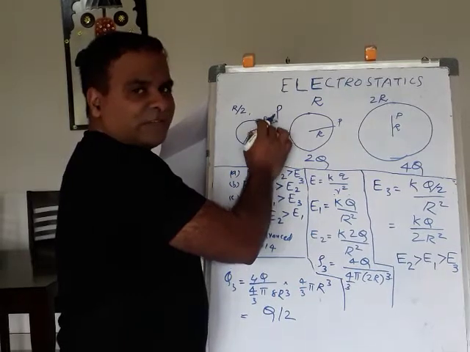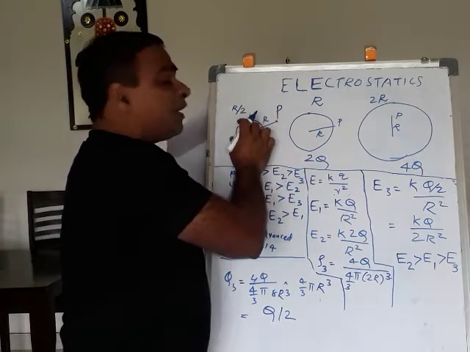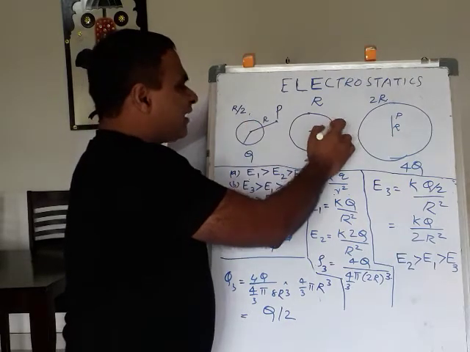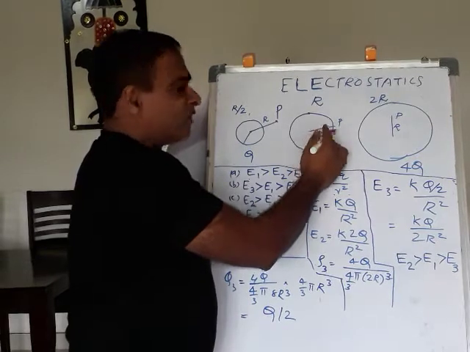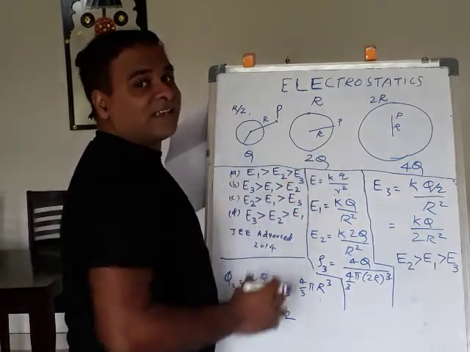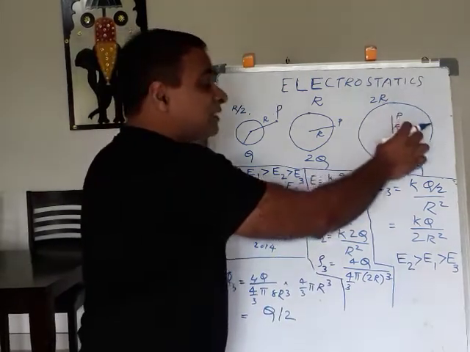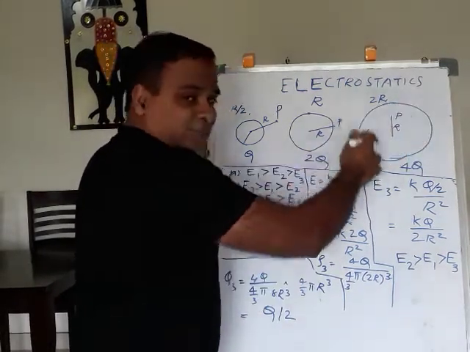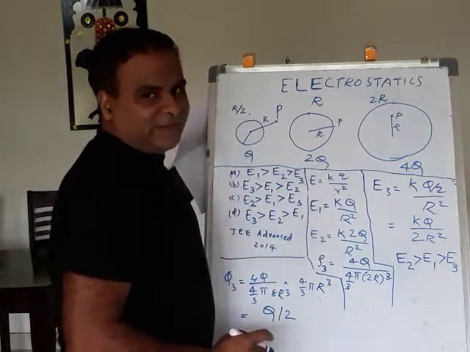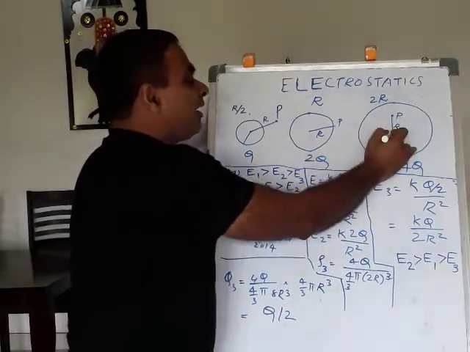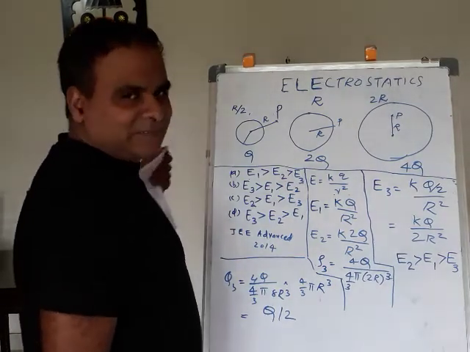So for the first sphere, the point P is outside because its radius is only r by 2. For the second sphere, the radius is r, the point P is on the surface because both the distances are equal. For the third sphere, the radius is 2r, the point P is inside the sphere because the point P is at a distance r from the center of the sphere.